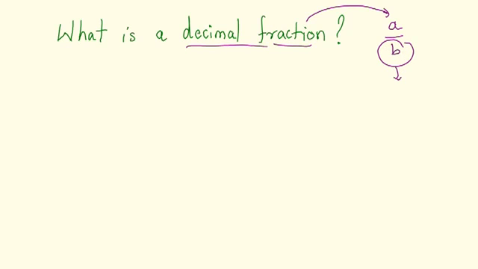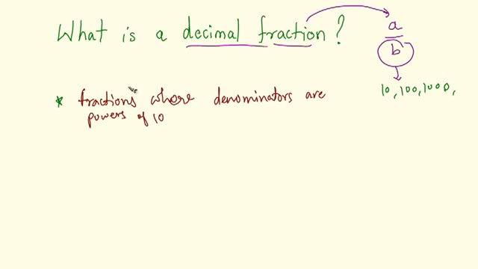When I say that b takes powers of 10, that means b takes values of 10, 100, 1000, 10,000s and so on. Essentially the powers of 10. So let me write it. Fractions where denominators are powers of 10 are known as decimal fractions. So a few examples of these fractions are, I have 2 by 10, let's say 3 by 100, or I would say 5 by 10,000. So these are all decimal fractions.